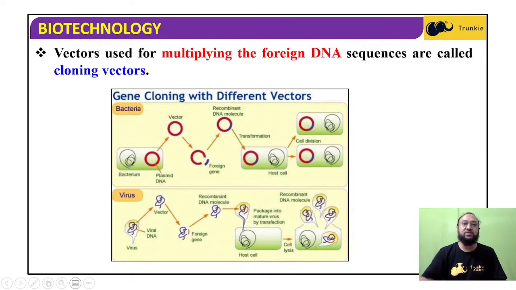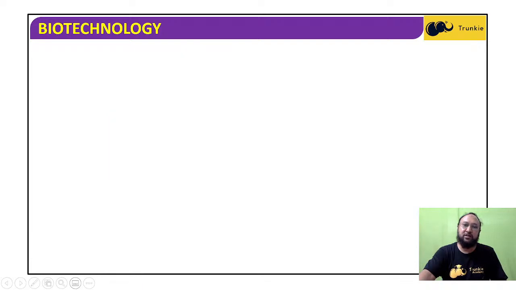Now, vectors used for multiplying foreign DNA sequences are called cloning vectors. That means we are getting a number of copies. Gene cloning can be done with different vectors, bacteria and viruses. Both can be used, and we need to do this to get multiple copies of the foreign DNA, and then we can do other experiments.